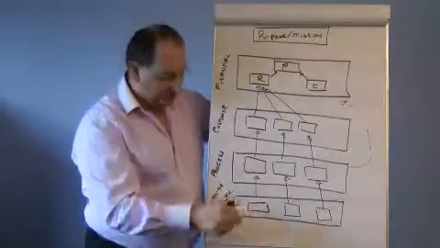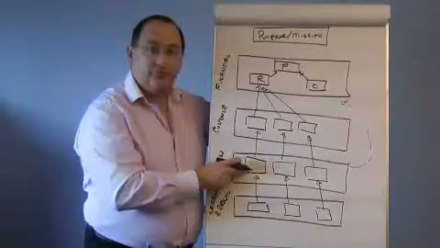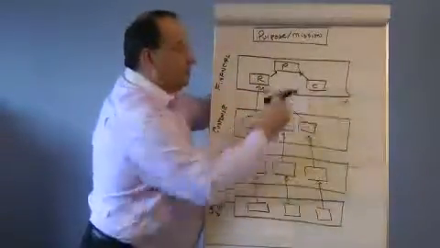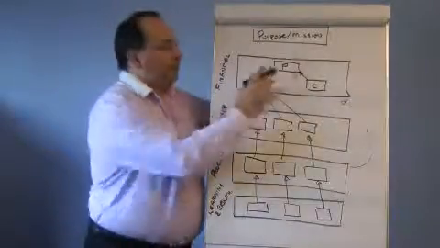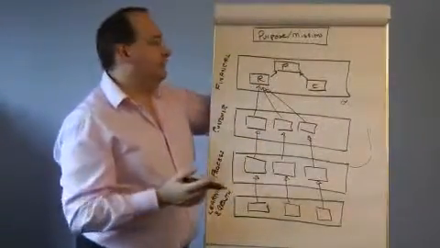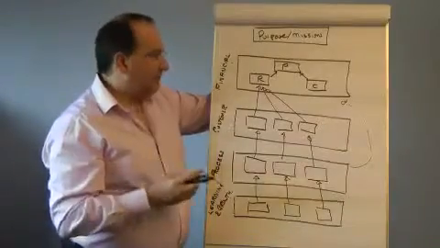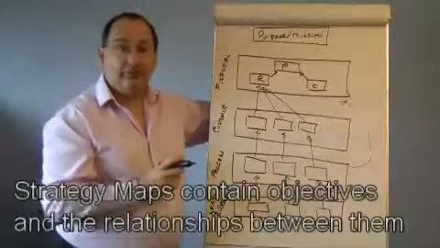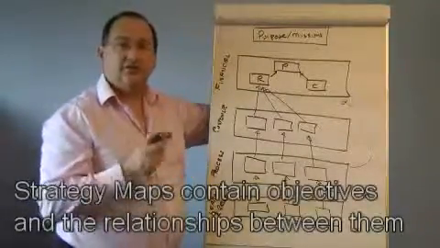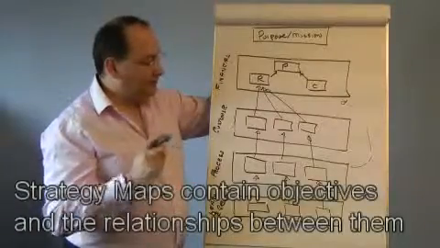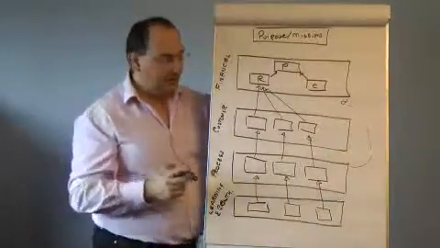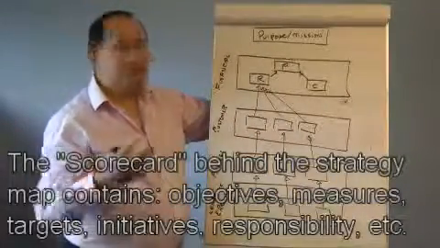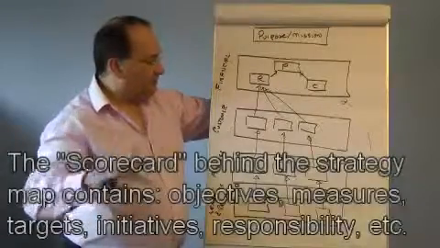And if we improve our capability, that should improve the way we do things, and so our customers will be happier and they'll give us more money. And as long as we can do that economically, we'll make margin, revenue, profit, a more valuable company. Now, this whole diagram is called a strategy map, and it only contains objectives. The balanced scorecard behind the strategy map contains measures, targets, responsibilities, initiatives, objectives, the details of the objectives.